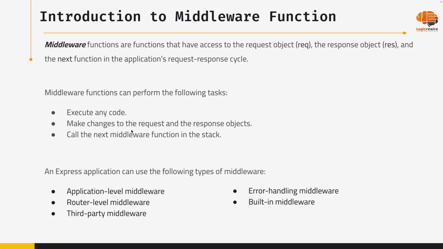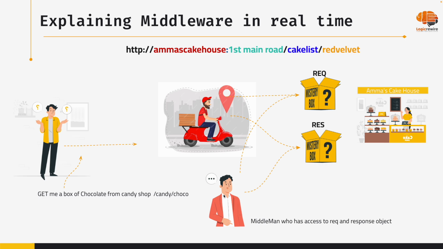It executes any code. Once this middle person comes in, what will happen? Let's suppose the request came here, but from here it didn't go to the server. First it will go to the middle person. The middle person will make changes, and then tell it, okay, now you can go to next, you can go to the server. If it doesn't write next, then it will not go to the server. But if you write next, it goes to the next step. Next step means going to the server, or going to another middleware.